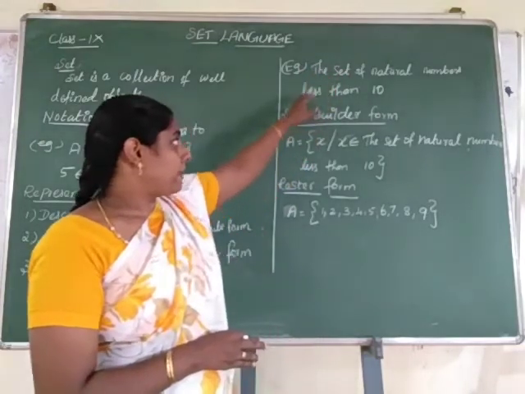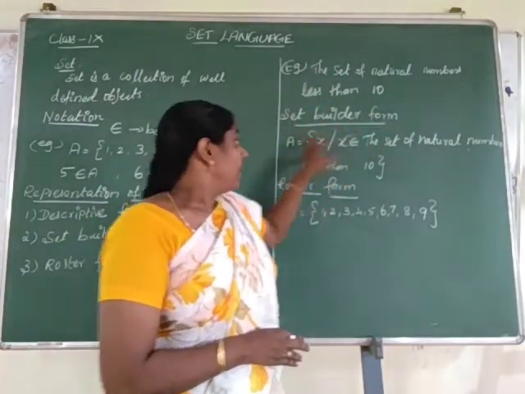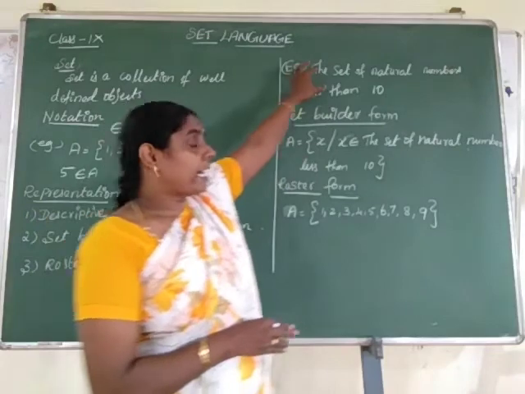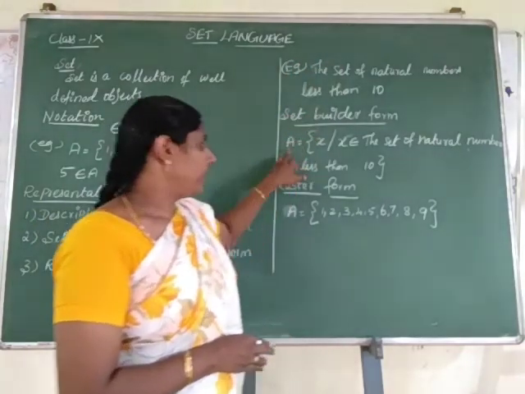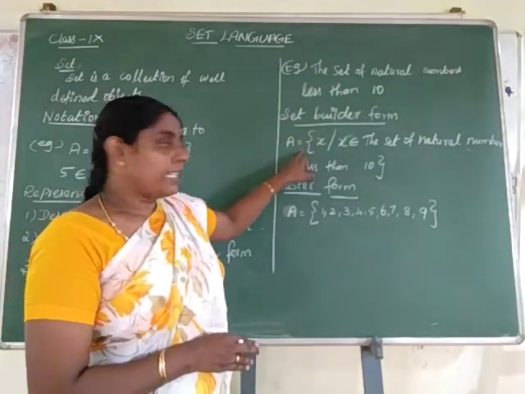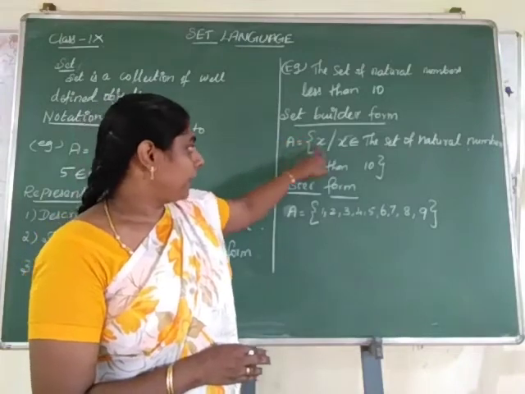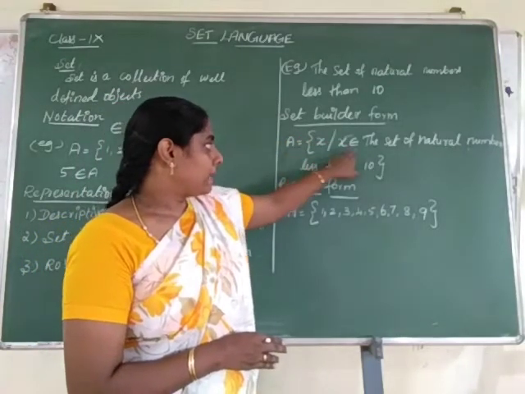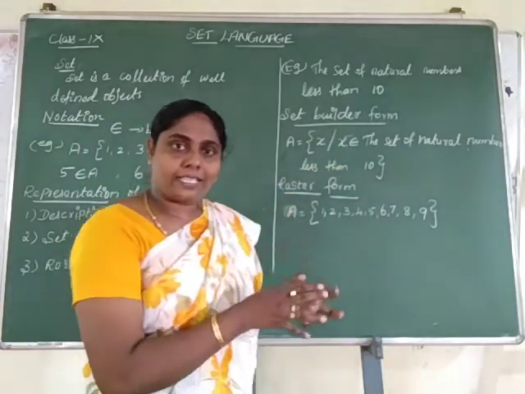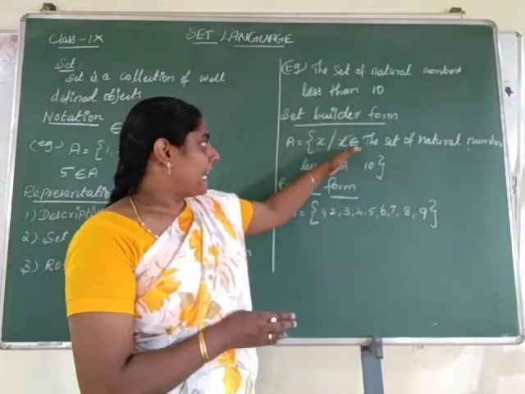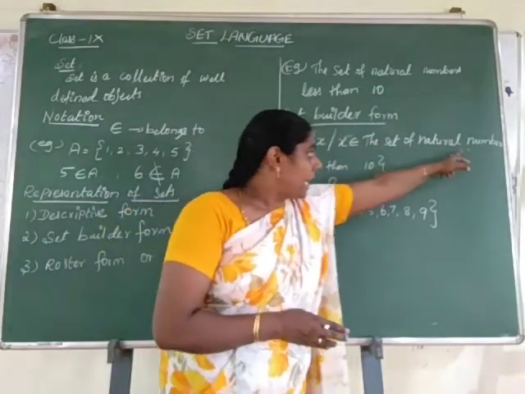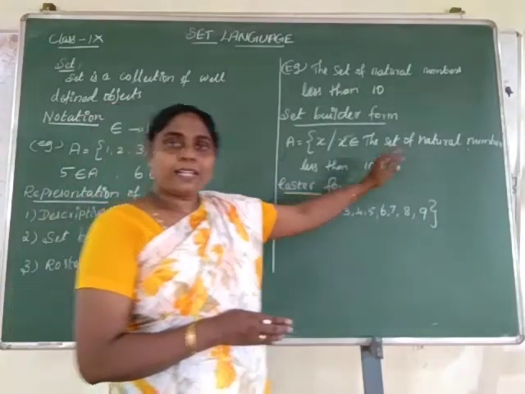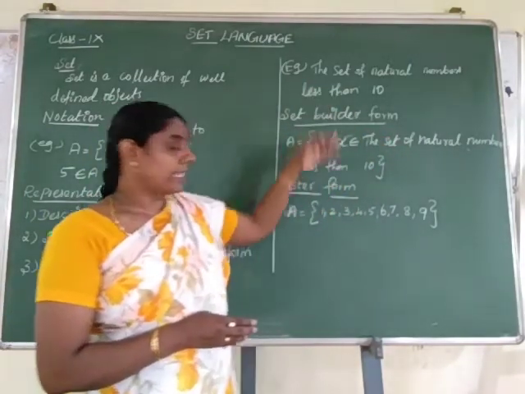Now I am going to explain this in set builder form. So in set builder form I am going to consider this set as A. So A is equal to the set of all x, in curly brackets, such that x belongs to, the whole set is inside, the element x. So x belongs to the set of all natural numbers which are less than 10. This is the set builder form of the given set.